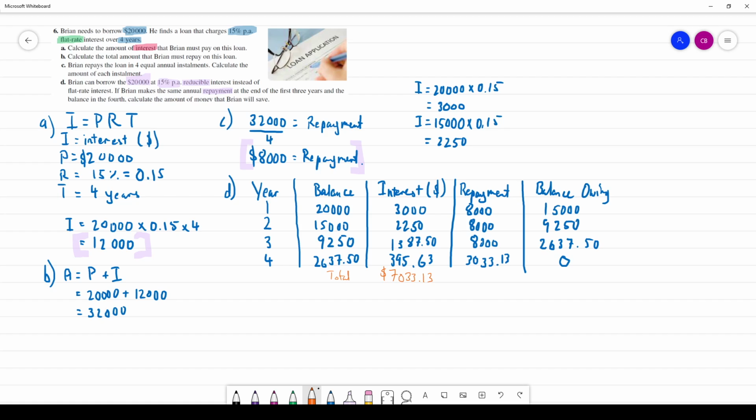Another way we could do that is compare the repayments and figure out how much Brian paid all up. And we could also compare that to how much Brian paid here, the final amount that Brian would have to pay. So if we add up the total repayments, we will get $33,033.13. So let's compare interest.